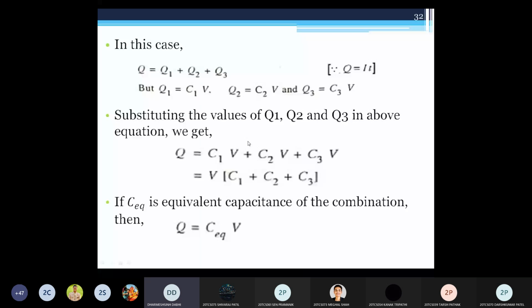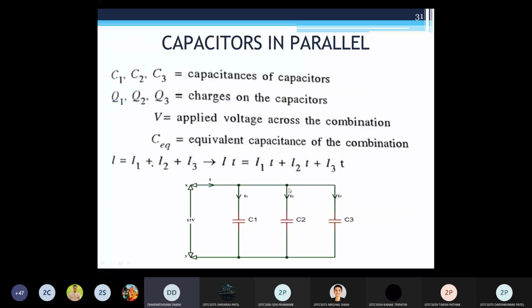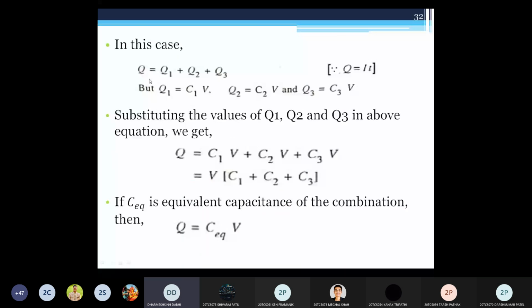Okay. Do not directly write the answer. You follow this procedure. First, draw the circuit diagram. Draw the number of capacitors in parallel. Use the equation of current. Then multiply with the time. Convert into charge. Then put the equation of charge. And then after, derive this equation.